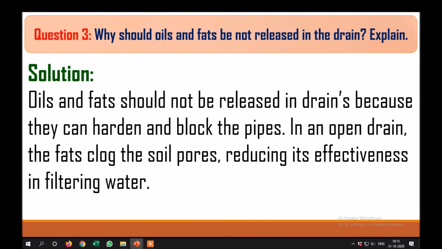The next question is, why should oils and fats not be released in the drain? Explain. So the answer is, oils and fats should not be released in drains because they can harden and block the pipes. In an open drain, the fats clog the soil pores, reducing its effectiveness in filtering water.